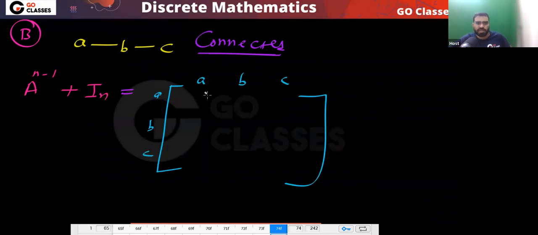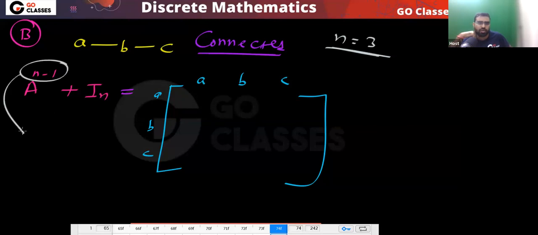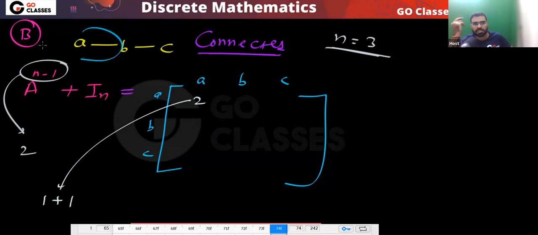For A comma A, what will this give you? This will give you one plus the number of walks of, here you can notice n equal to 3, so n minus 1 will be equal to 2. Number of two length walks, the two length walk is only this one. So this will give you 2, because it is 1 plus 1. Now, what about B comma B? This will be 3, basically 1 plus 2, because there are two walks of length 2. There is one walk like this, one walk like this. For C, it will be 2.